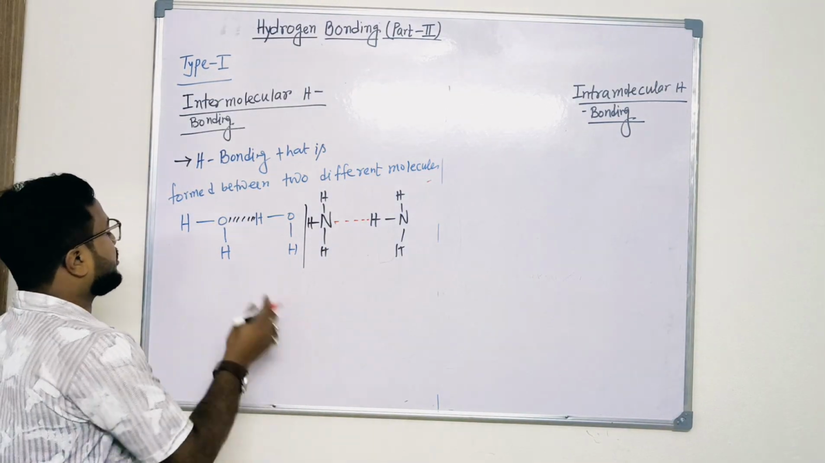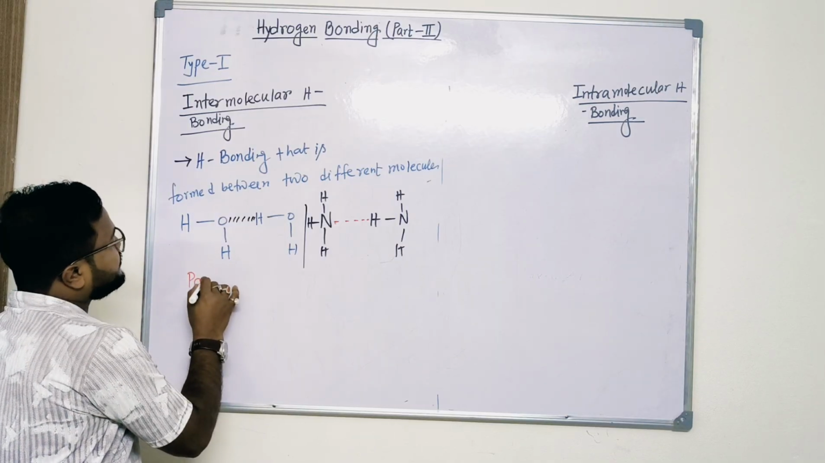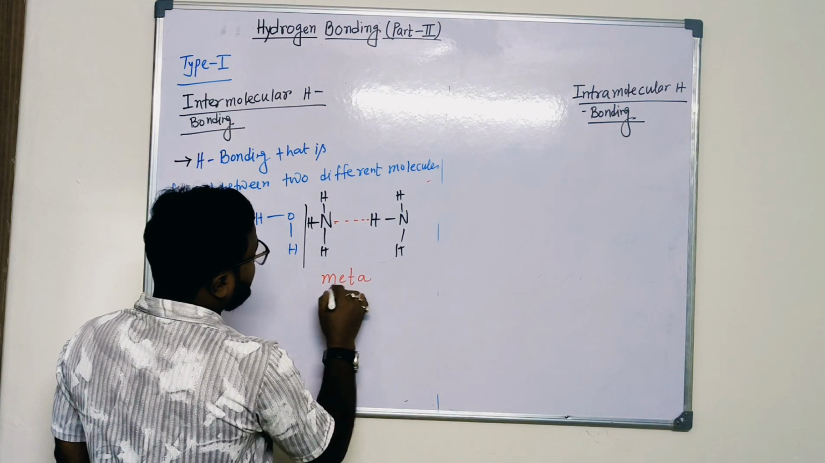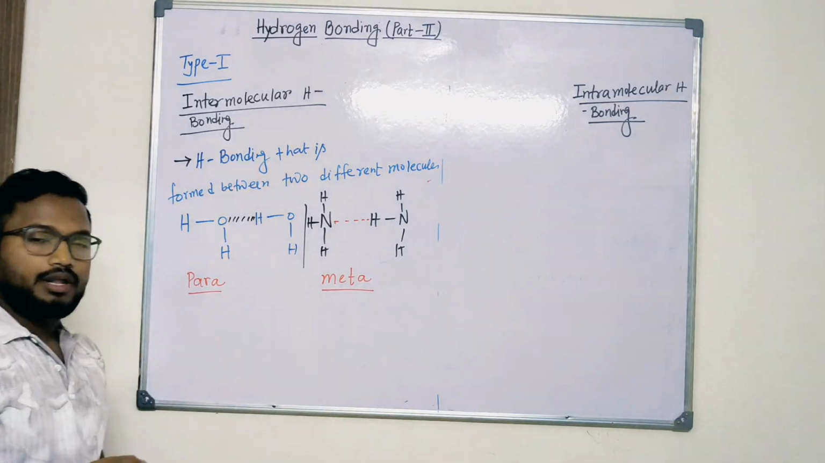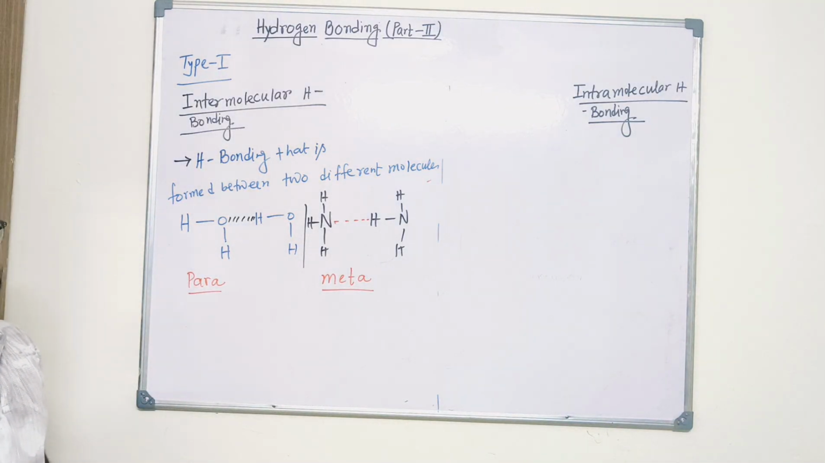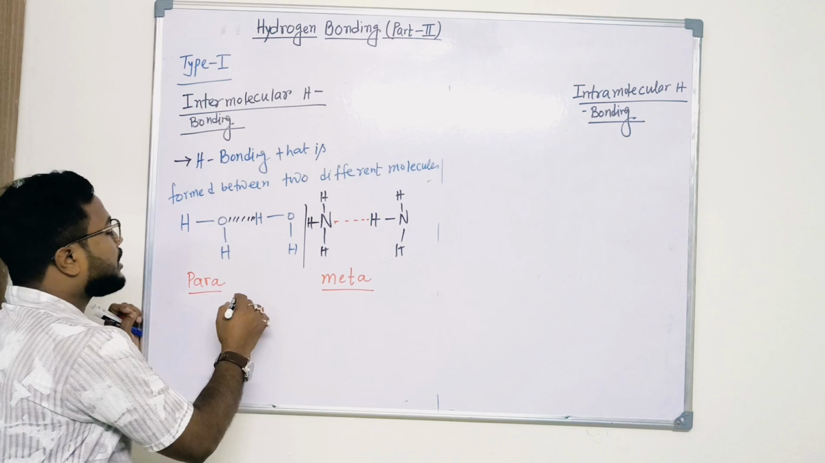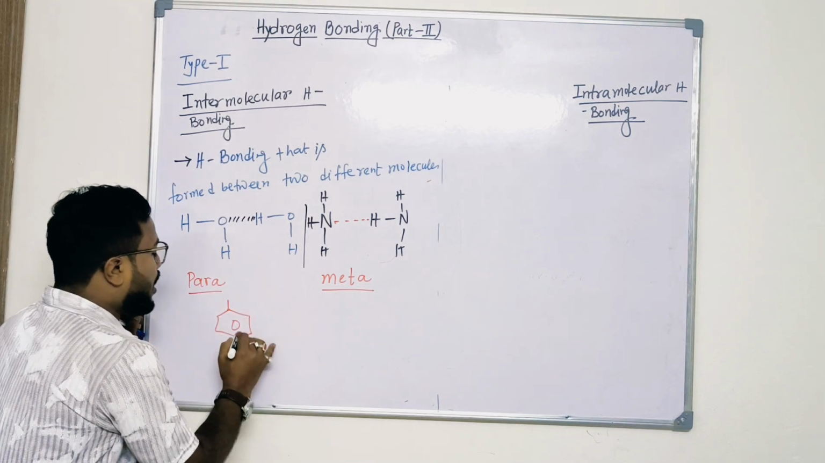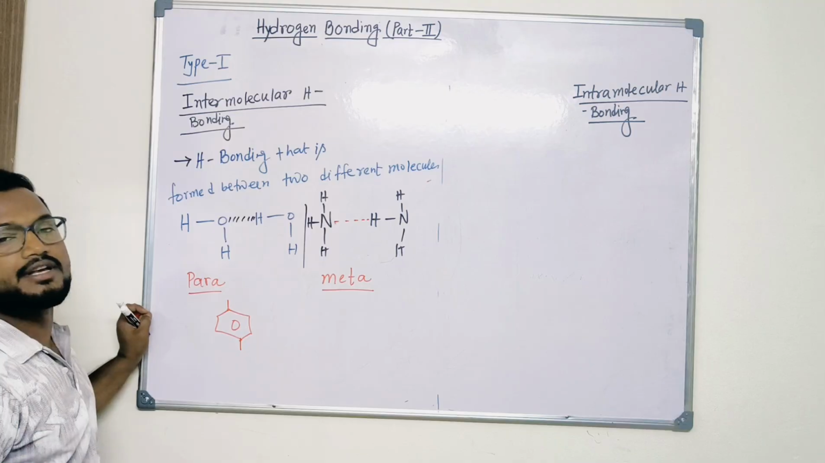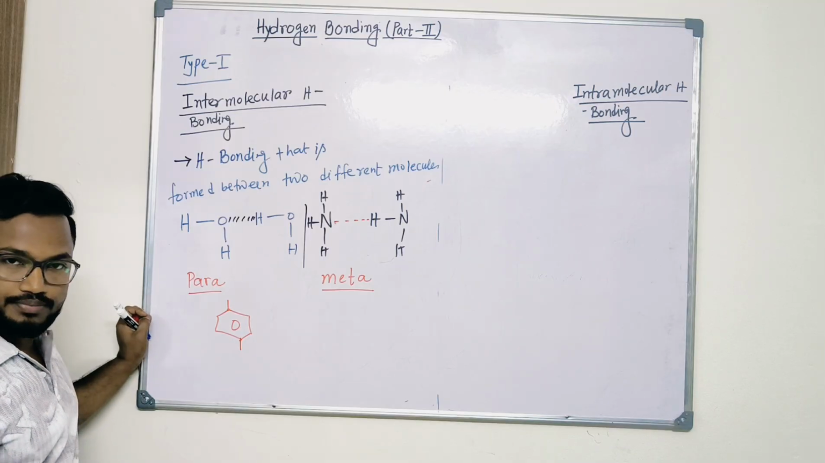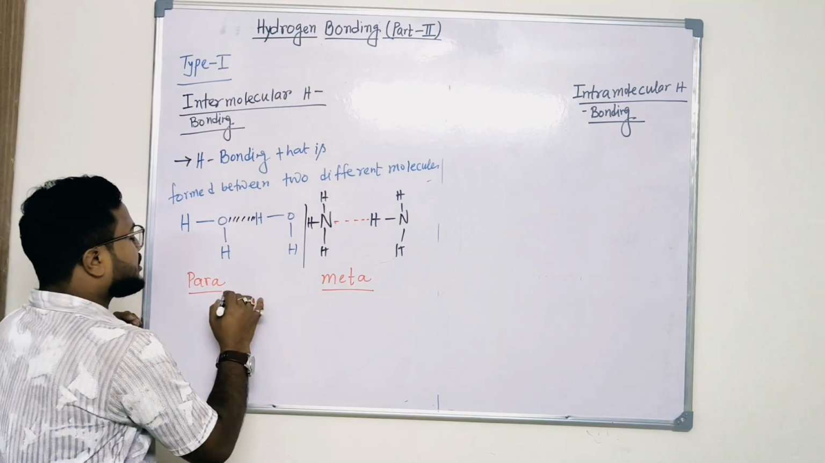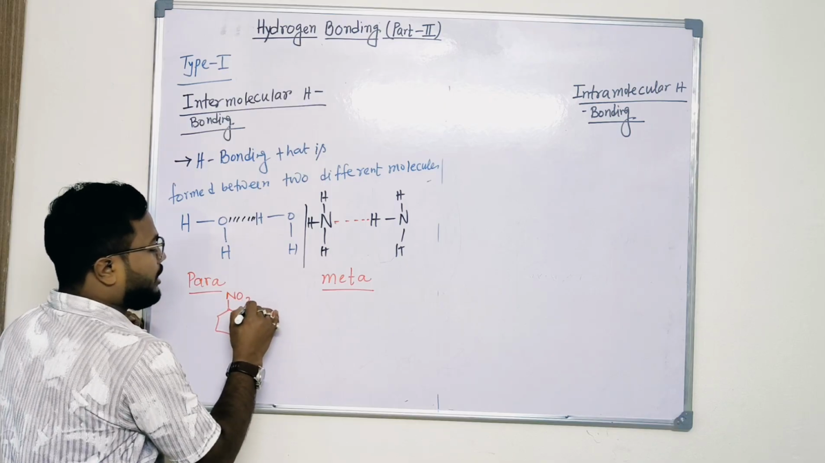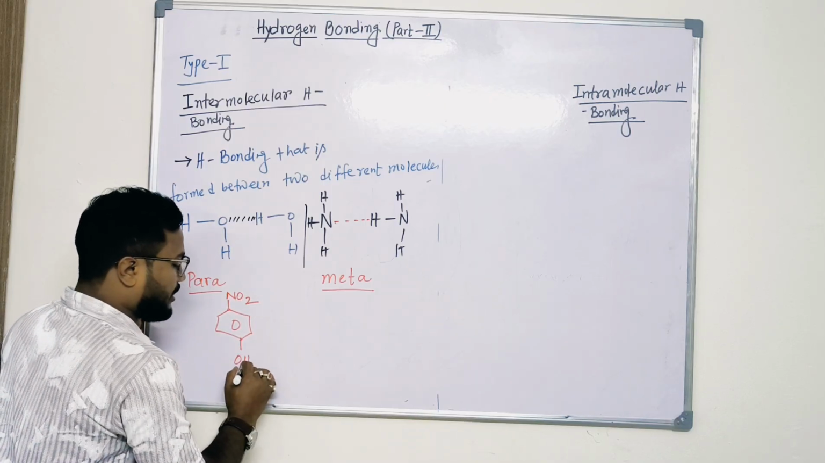Another case: between para and meta compounds, intermolecular hydrogen bonding is observed. Para and meta compounds mean which position is para? Let us consider we have taken benzene. In benzene, the 1 and 4 positions are considered para positions. Let us take nitrophenol, para-nitrophenol. Here we have taken NO2, here we have taken OH.